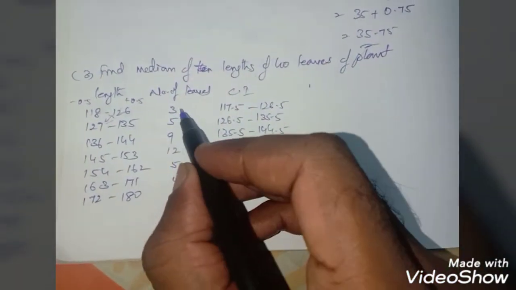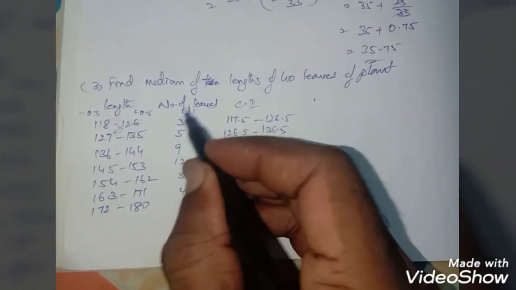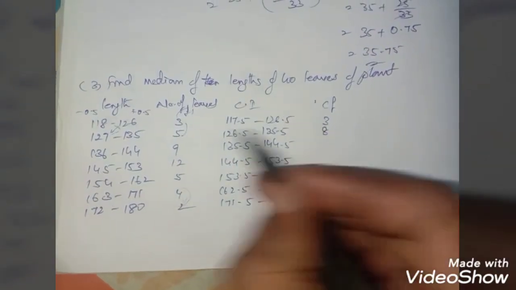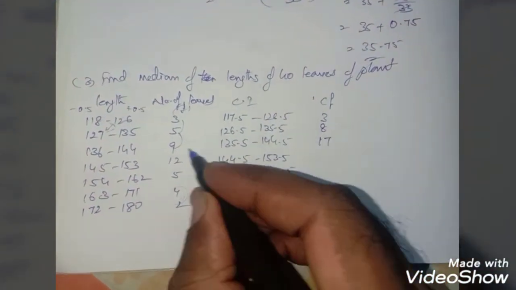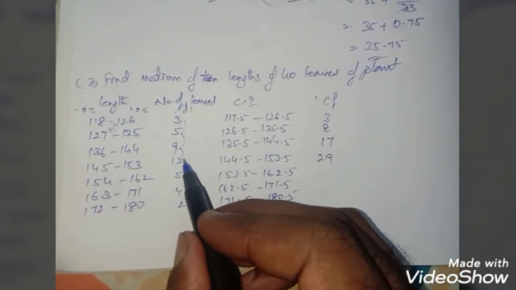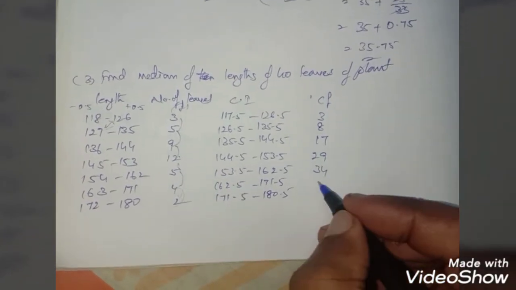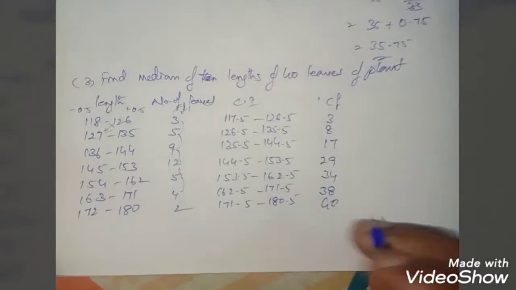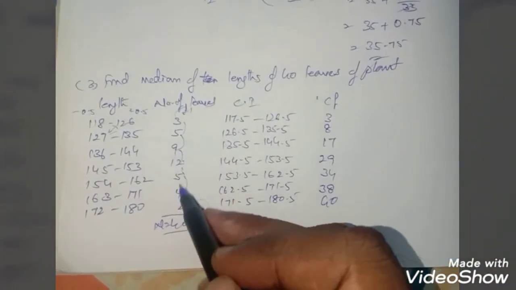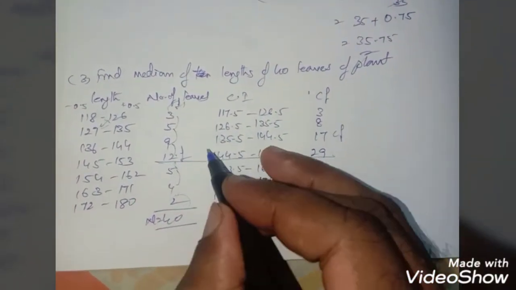Next, for the frequency you have to see whether it is increasing or decreasing. It is not increasing, not decreasing, so I can treat this as a frequency. Now you have to find CF as usual: 3. Now 3 plus 5 is 8, 8 plus 9 is 17, 17 plus 12 is 29, 29 plus 5 is 34, 34 plus 4 is 38, 38 plus 2 is 40. So here the total frequency is 40, so my n value is 40. Now out of these frequencies, 12 is the biggest one, so I can underline this so that this is my F, this is CF, and this is L.